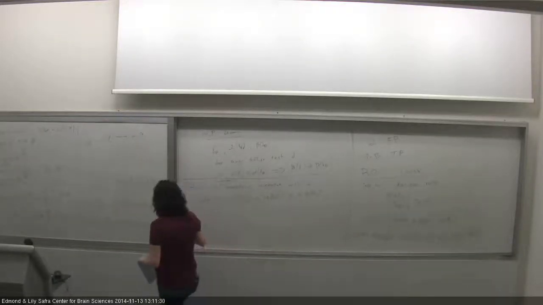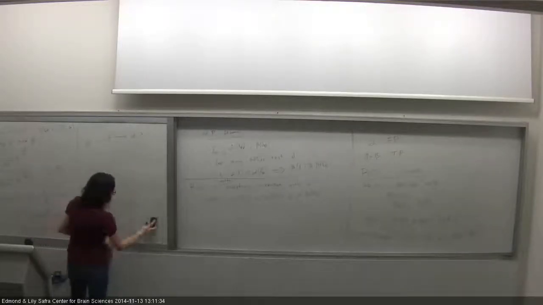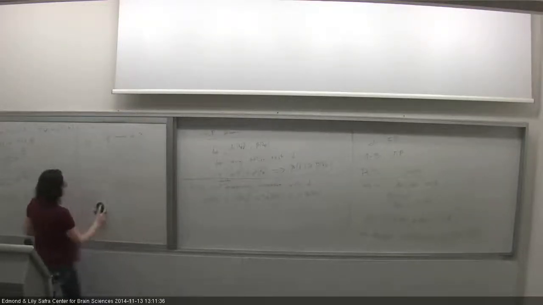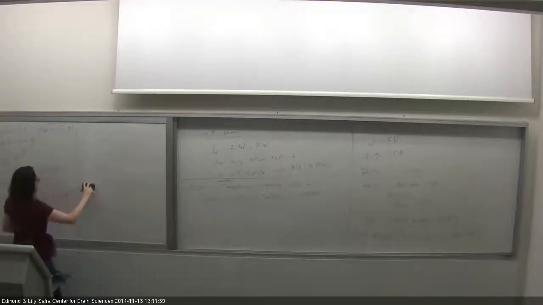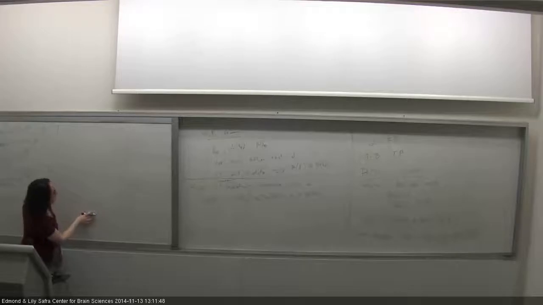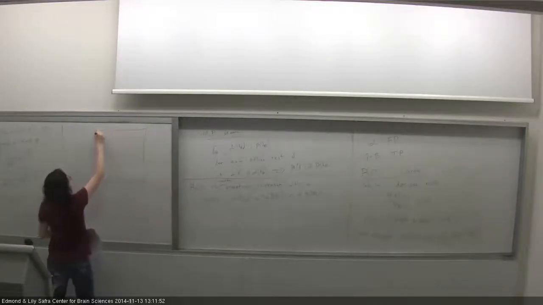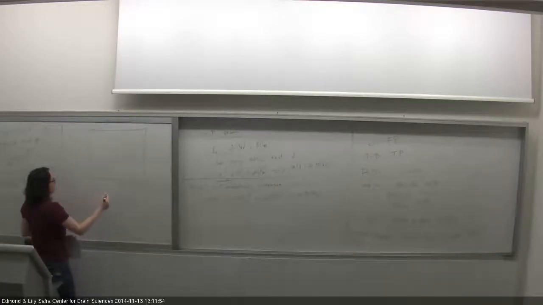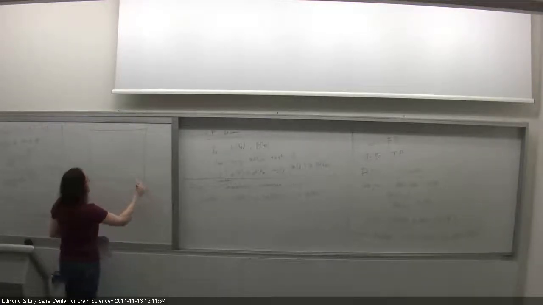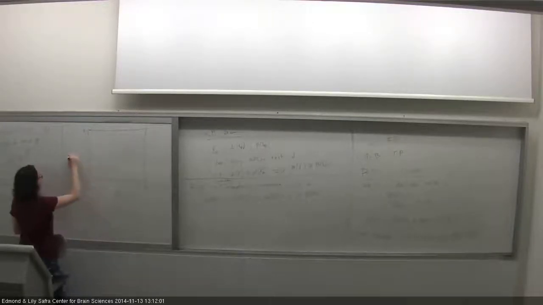So how does it look? Just to get some intuition about what the ROC curve means, let's think about a unit square. And this would be alpha, this would be 1 minus beta.